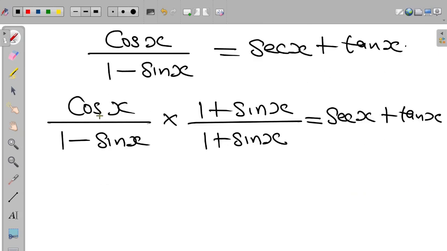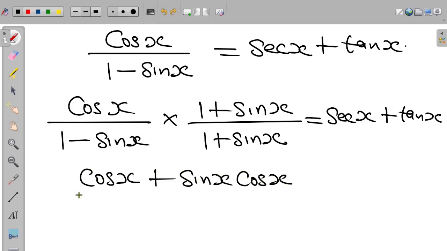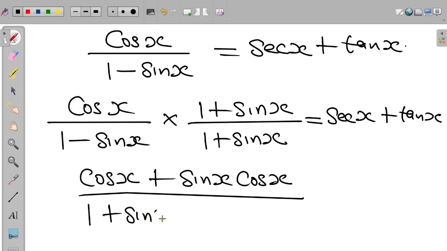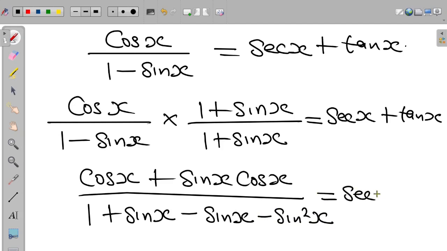Now at this point, we have it that cos x times 1 is cos x, and cos x times sin x is plus sin x cos x. Also, 1 times 1 is 1. 1 times sin x is plus sin x, minus sin x times 1 is minus sin x, and minus sin x times sin x is minus sin squared x. And this is equal to sec x plus tan x.